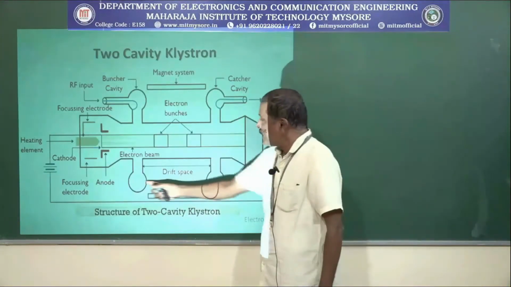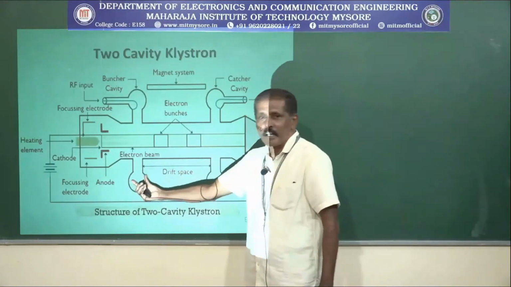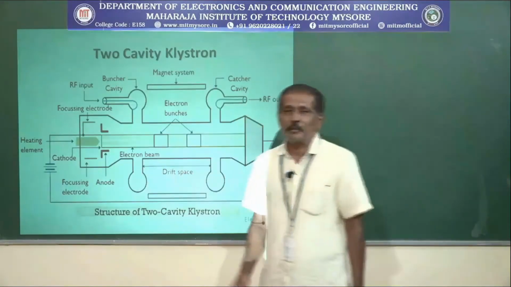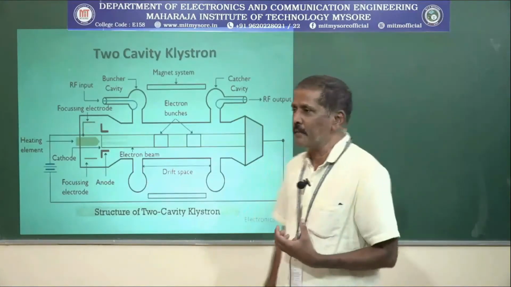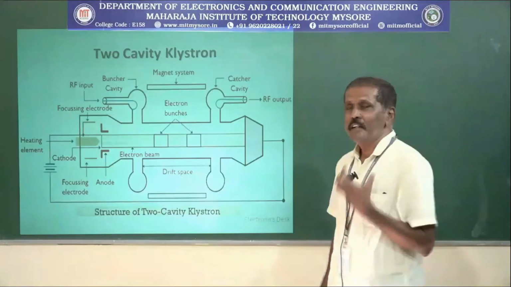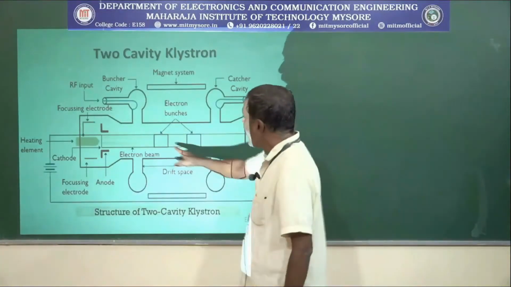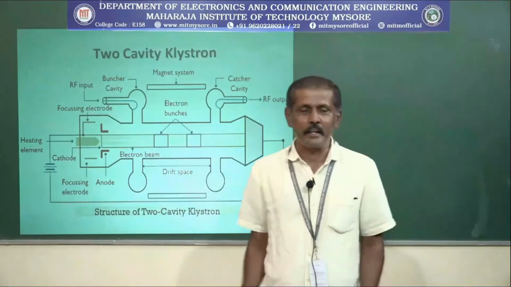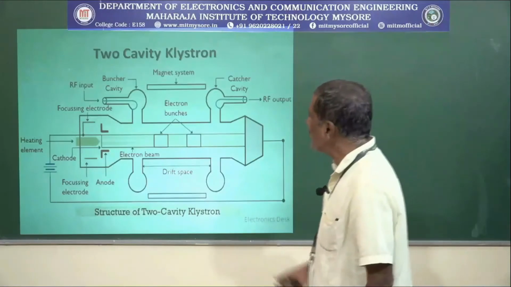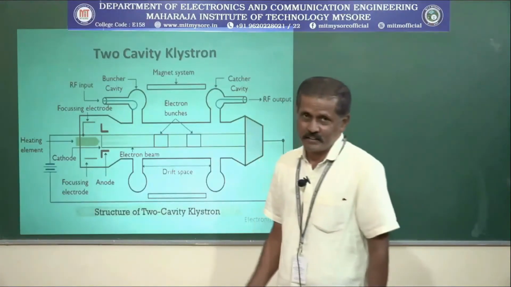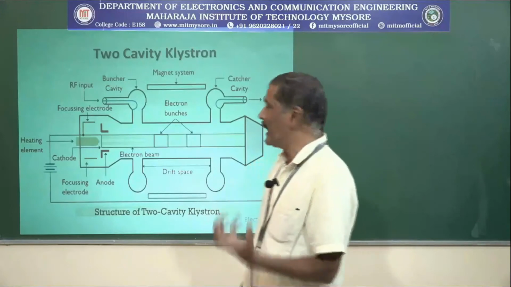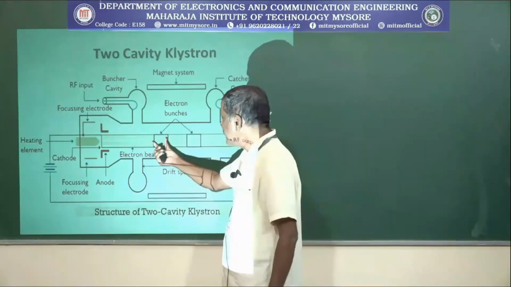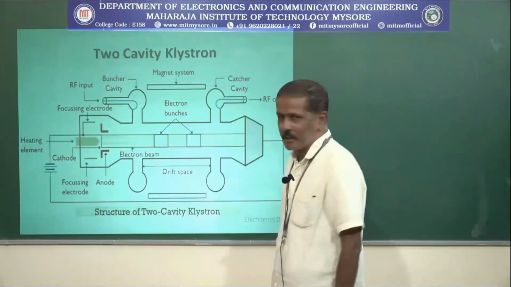Here you have a buncher cavity, and here you have a catcher cavity, and the space between the buncher cavity and the catcher cavity is known as the drift space. The rectangular boxes shown here are nothing but the bunched electrons. What is meant by bunching? In the previous class we have seen this. The same bunching process takes place here, and these bunched electrons will move here.